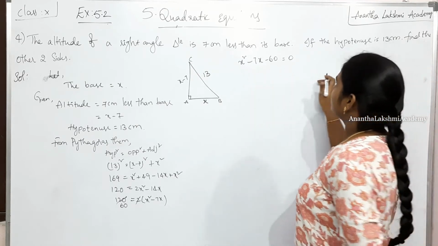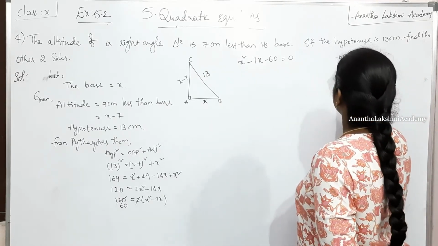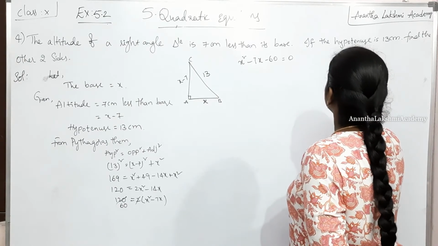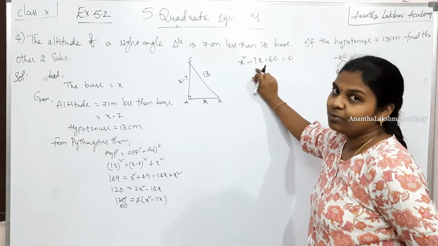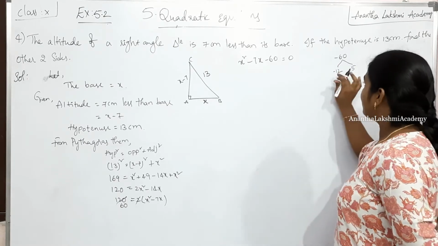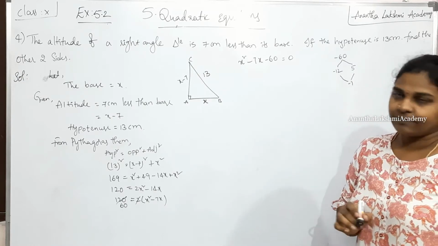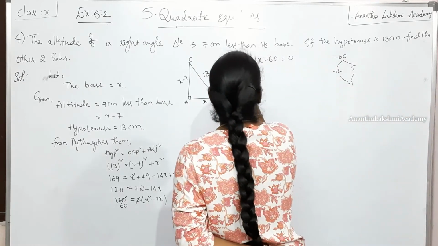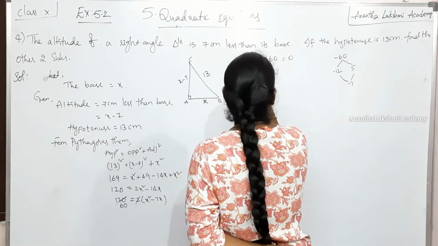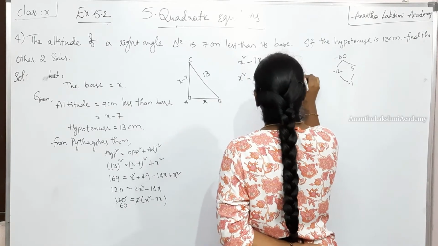Now, the product of the roots is 60, no? 60 can be written as a product of 12 and 5. But the sum should be minus 7. So, I am going to add the minus to 12. Minus 12 plus 5 is minus 7. So, let me write it as x square minus 12x plus 5x minus 60 is equal to 0.